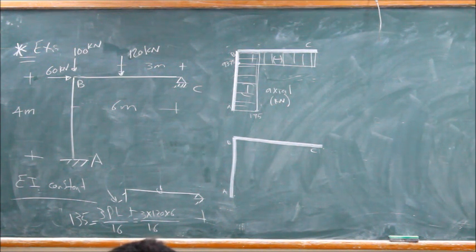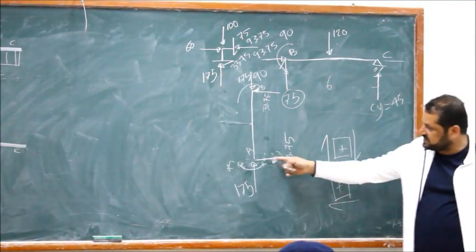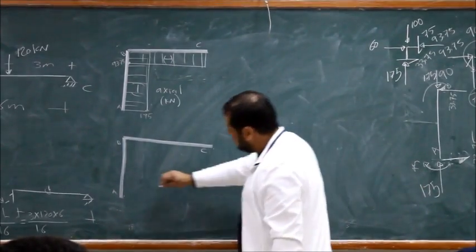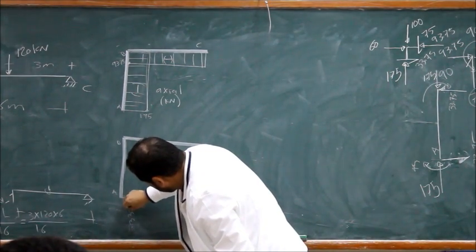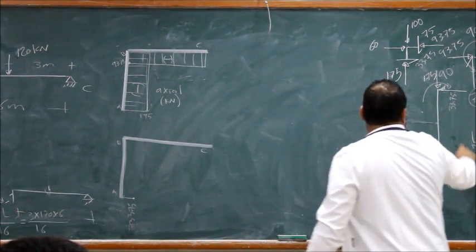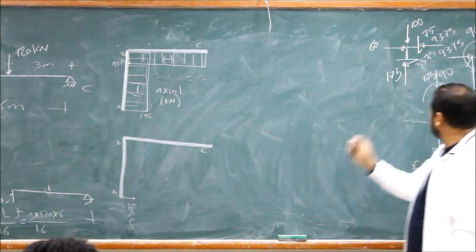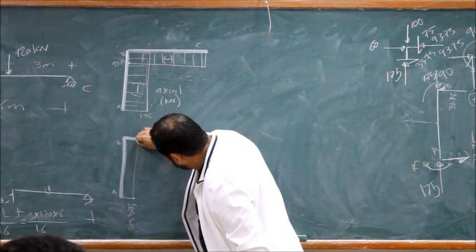So this one goes counterclockwise at the end. You compare with this one. So this is negative shear. So you go down how much? 33.75. Is there a change in the shear from here to here? Is there a distributed load here? Nothing. So constant all the way. Okay?